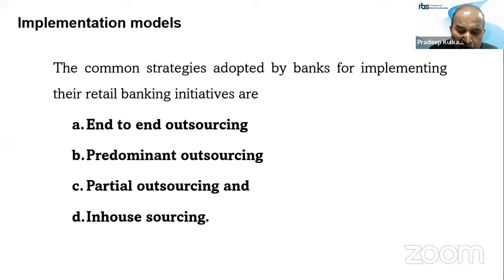Then predominant outsourcing is where, out of these multiple activities, a large amount of activities are outsourced. Then partial outsourcing, where a few are outsourced, a few are done in-house. In-house sourcing is no outsourcing business. Everything is done by the bank employees only.